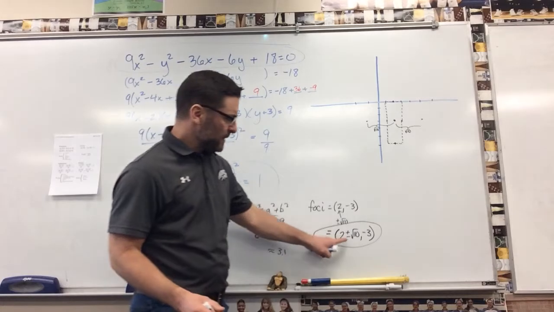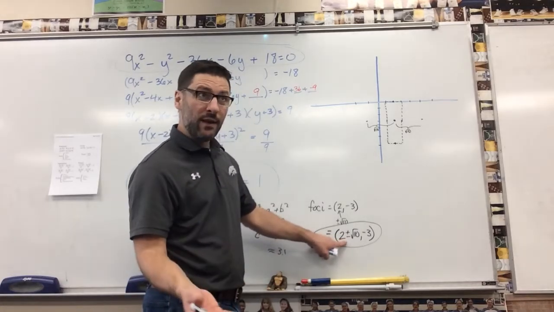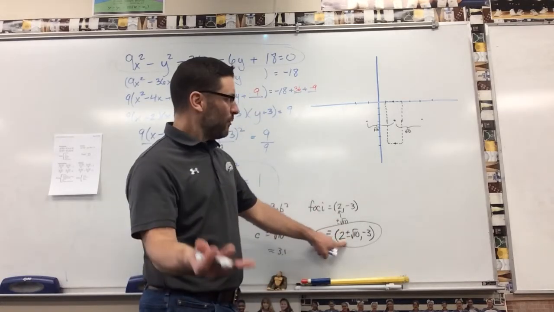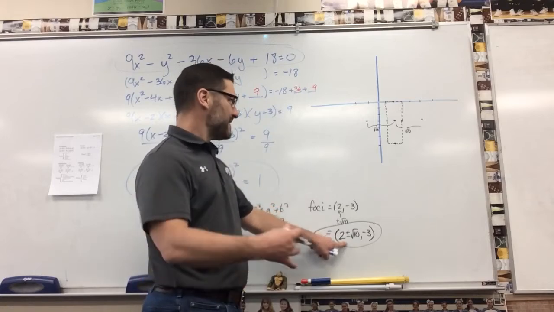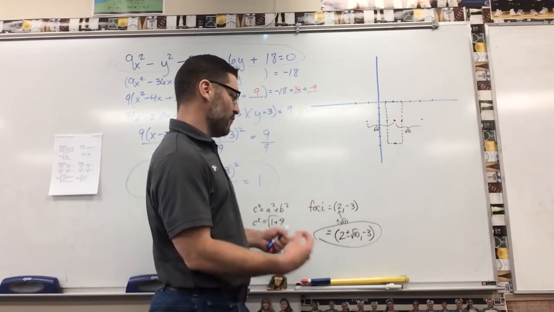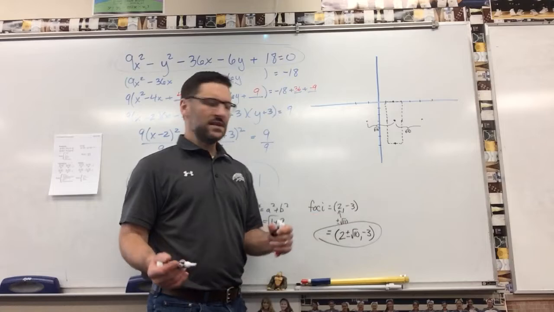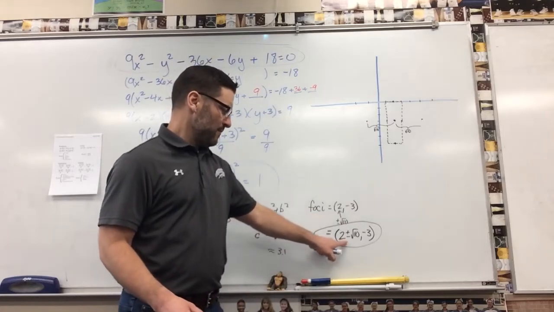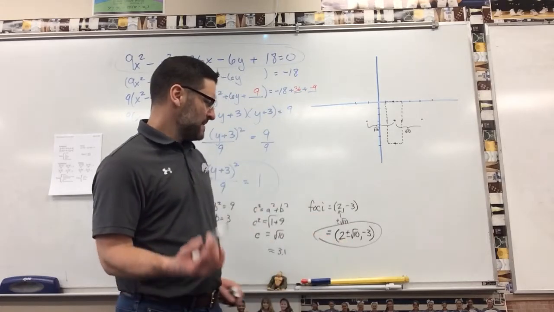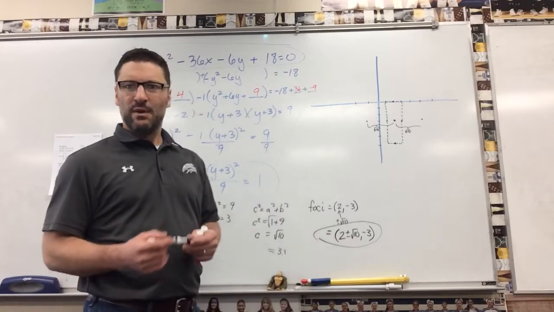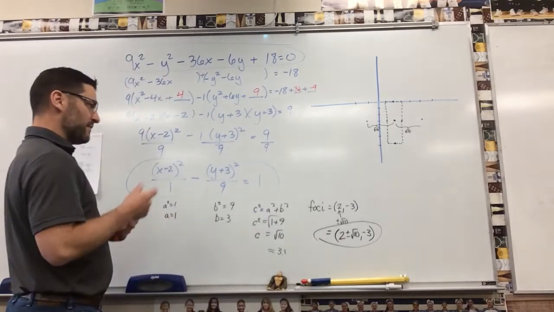Now if you put 2 plus 3.1 and put like 5.1, and you put 2 minus 3.1 and put like negative 1.1, that'd be fine. It's just a different way of writing it. That's probably the most exact way of writing it, but if you use a decimal, I'd be fine with that. Okay? So we got the foci.